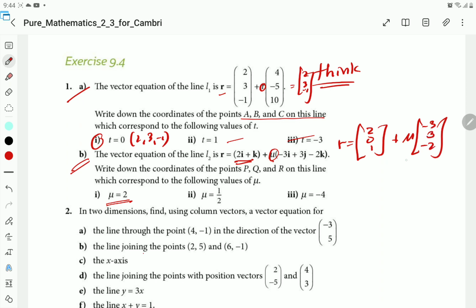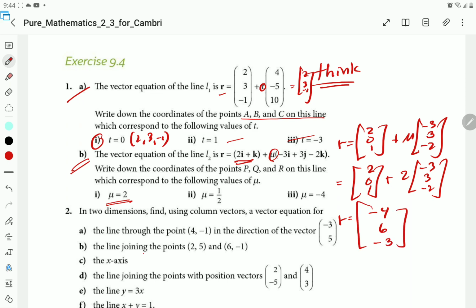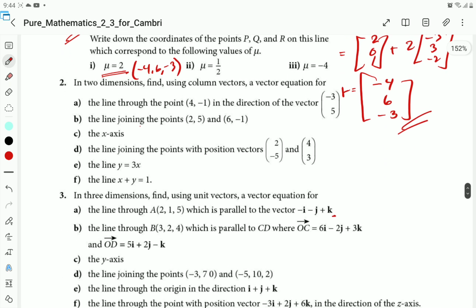And then you plug in your 2 here. So that's going to be 2, 0, 1 plus 2 times negative 3, 3, negative 2. So the R now, the XYZ, is equal to 2 plus negative 6 is negative 4, 0 plus 6 is 6, 1 plus negative 4 is negative 3. So therefore the point is negative 4, comma 6, negative 3. Because again, this is the position vector if mu is equal to 2. So let's go to the next one.